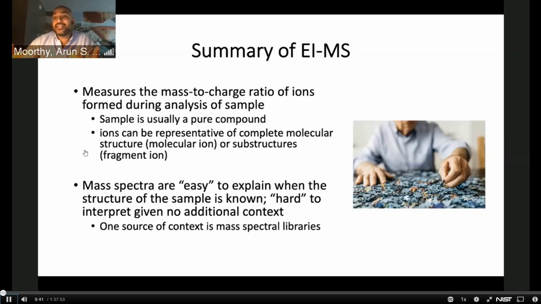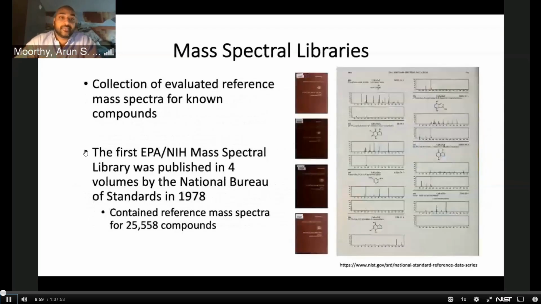If I've got a 10-piece puzzle, I probably don't need the box. If I've got a 1,000-piece puzzle, the box becomes essential. So mass spectra are pretty hard to interpret if you don't have any additional context. But one excellent source of context is mass spectral libraries. All right, so what is a mass spectral library? It is a collection of evaluated reference mass spectra for known compounds.